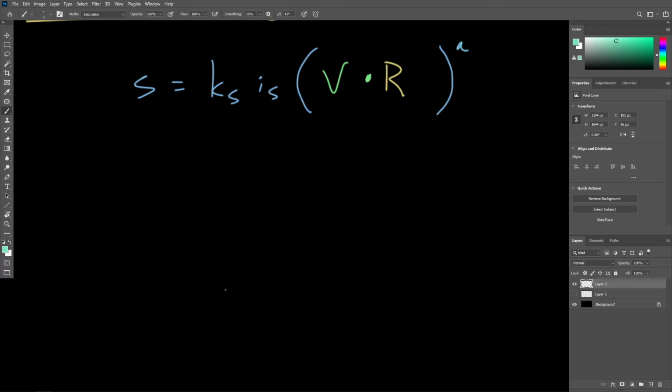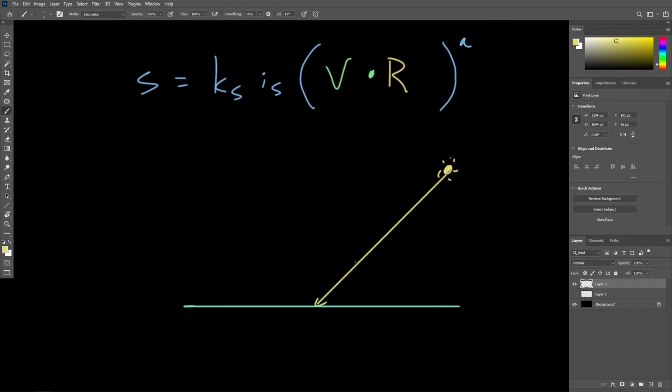Let's draw in a surface again. We'll have our light source somewhere around here. And let's draw a vector coming in to the surface point. So let's grab this color and let's actually draw our camera. How about right here?